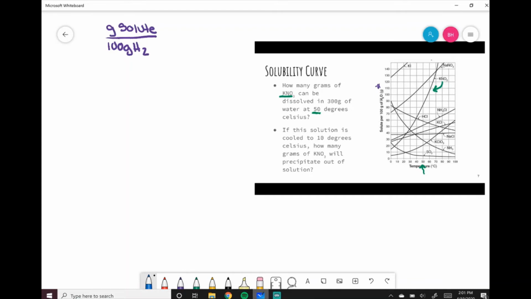So we want to know how many grams. So we don't know the top. I'm going to put X grams of KNO3. And we want to know how much is dissolved in 300 grams of water. So my 300 grams of water is going to go at the bottom. And then I'm going to set it equal to the solubility of that substance at 50 degrees Celsius. So if I go up and I take my 50 degrees and I read all the way up to here, I'm going to say that's approximately 83 grams of potassium nitrate per 100 grams of water.